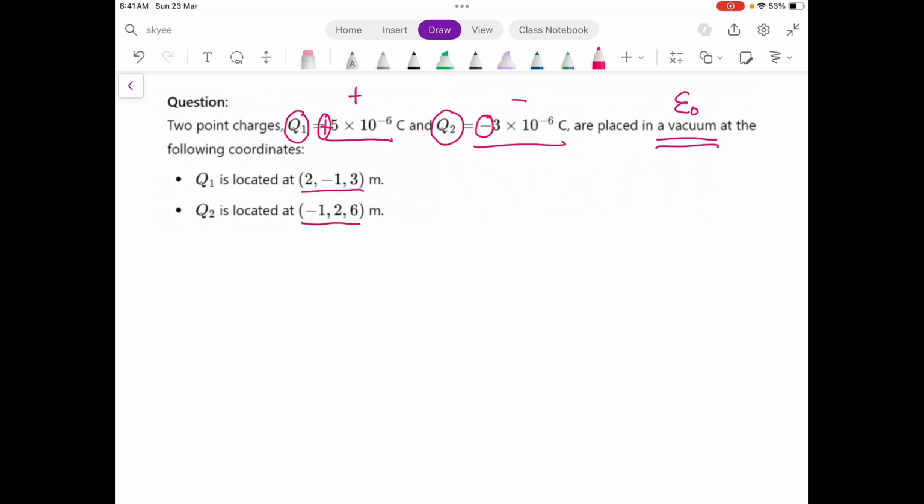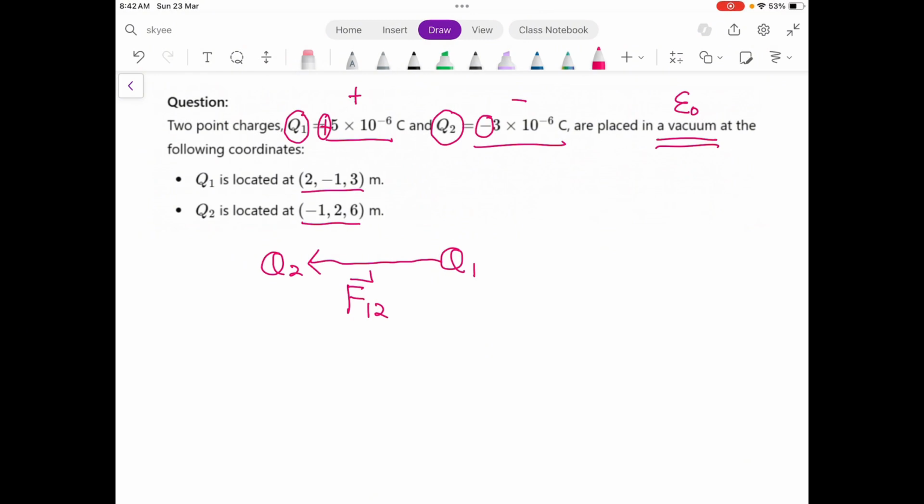You are required to find the force acting on Q2 because of Q1. This Q1 charge applies a force on Q2, so you are required to find F12. The notation must be clear: F12.